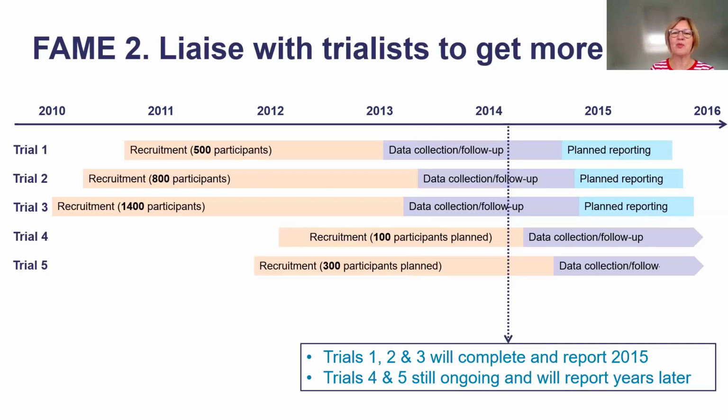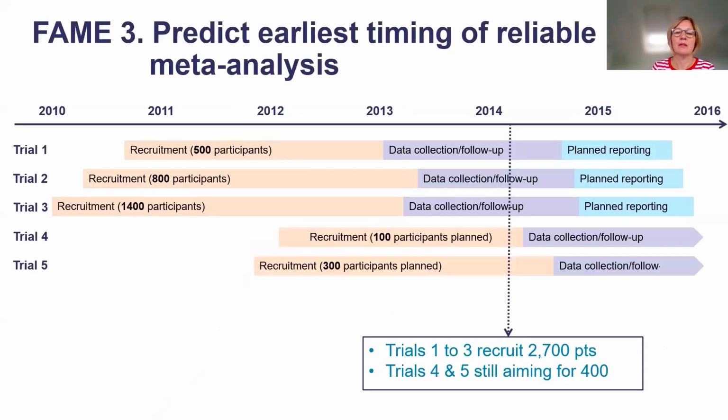So now we know in purple there that we've got 3 trials that have completed their recruitment and are in follow-up. And the 2 trials at the bottom, trials 4 and 5, are still recruiting patients. Sorry, I can't see my little boxes at the bottom because of my toolbar for Zoom. Okay, so trials 4 and 5 are still ongoing and will report much later than the other 3. Now, trials 1 to 3 recruited 2,700 patients between them, and trials 4 and 5 are still aiming for 400.